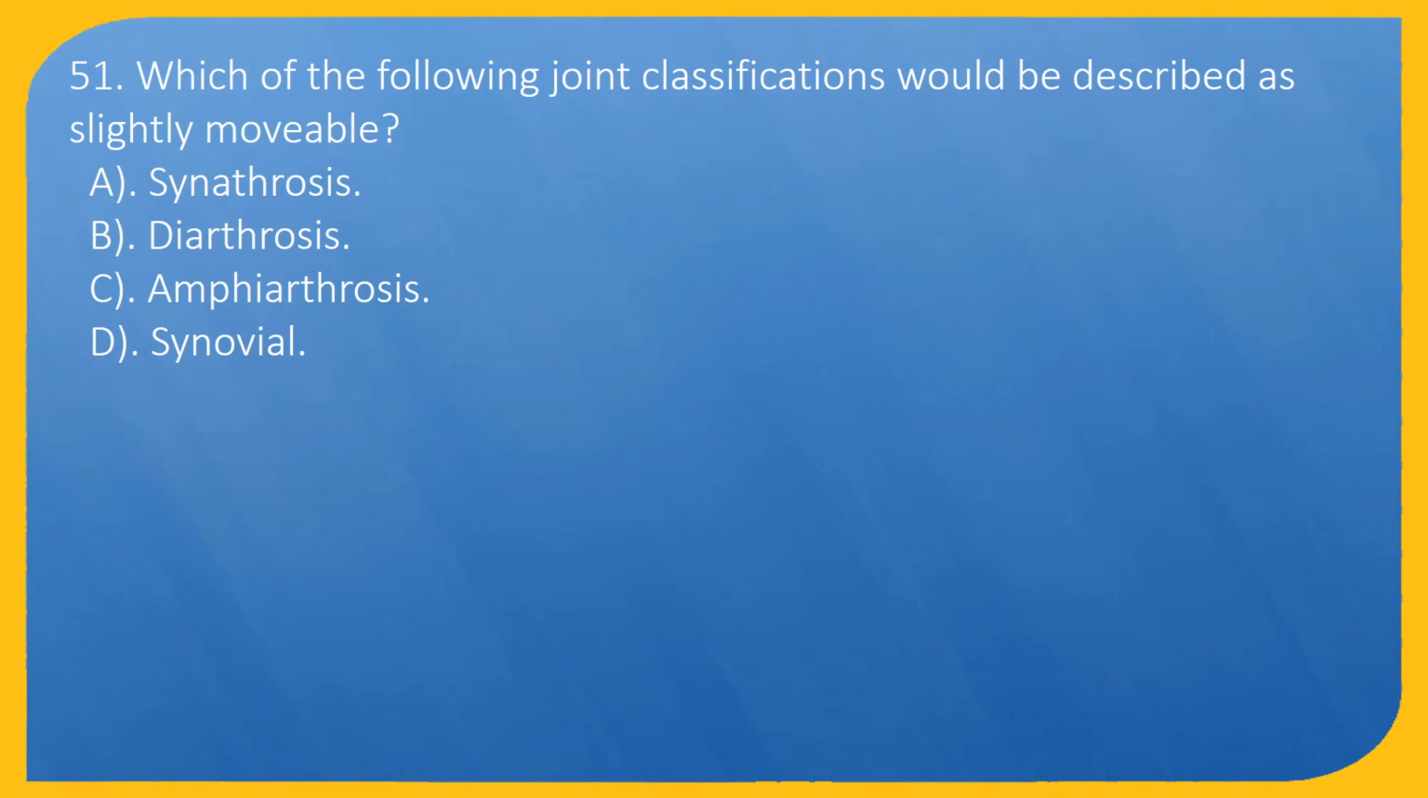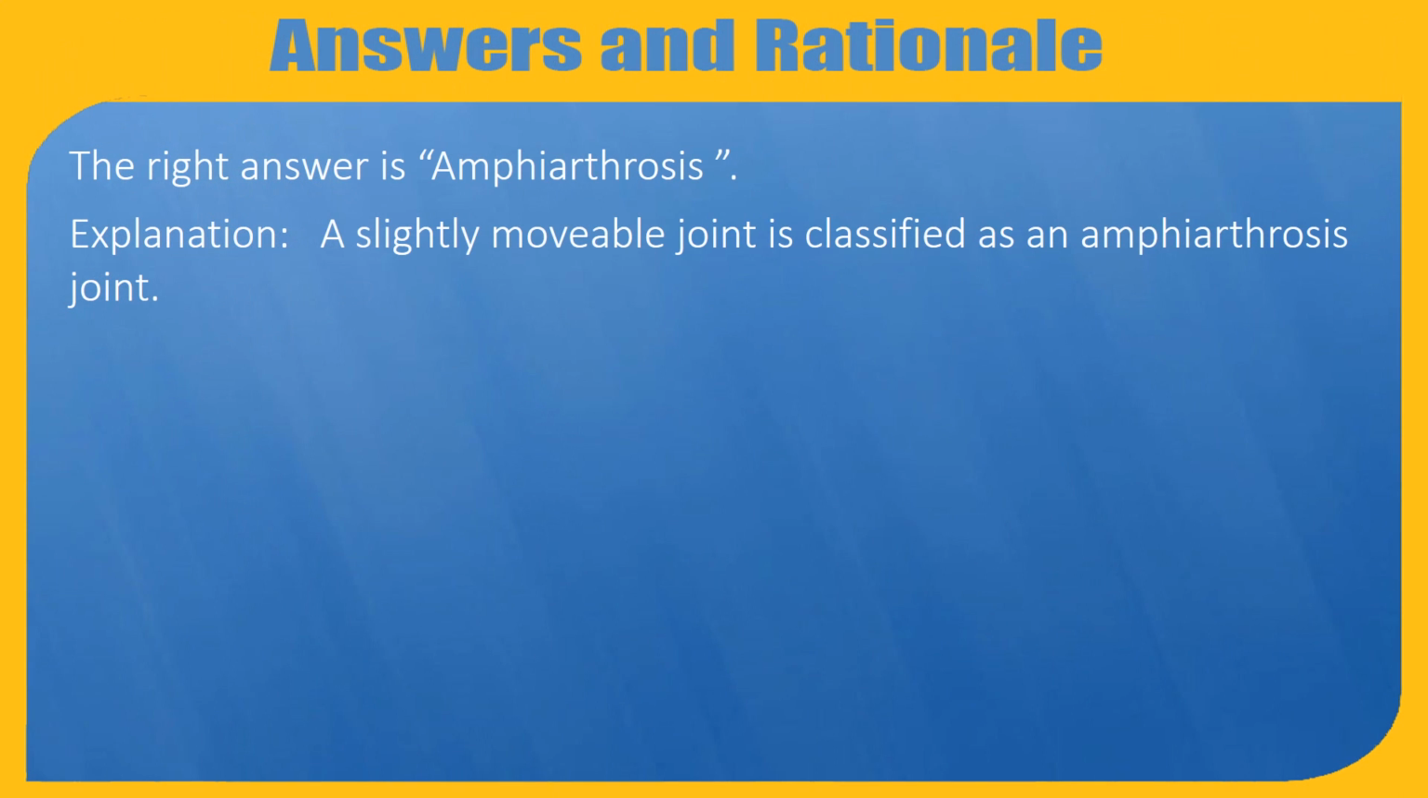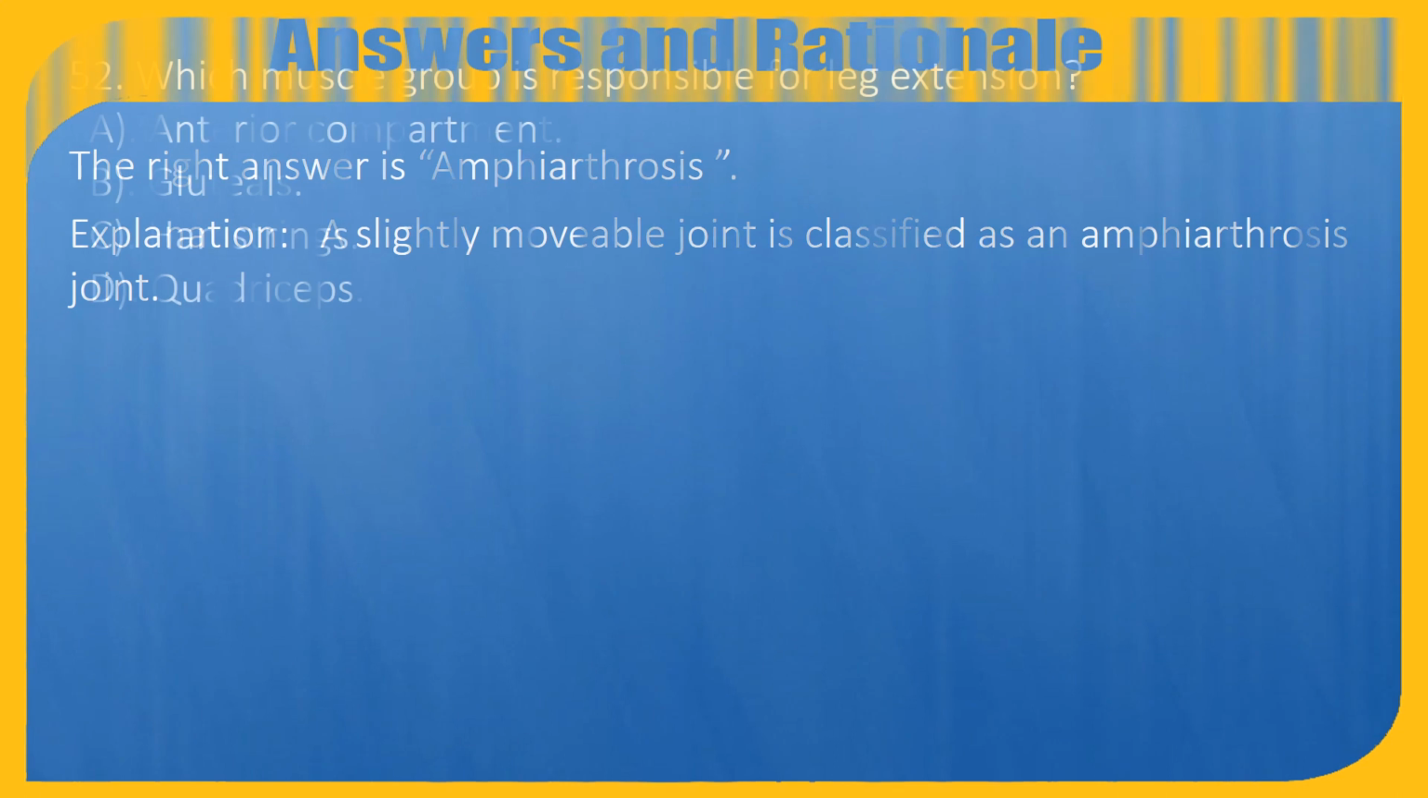Question 51. Which of the following joint classifications would be described as slightly movable? A. Synarthrosis. B. Diarthrosis. C. Amphiarthrosis. D. Synovial. The right answer is Amphiarthrosis. Explanation: a slightly movable joint is classified as an Amphiarthrosis joint.